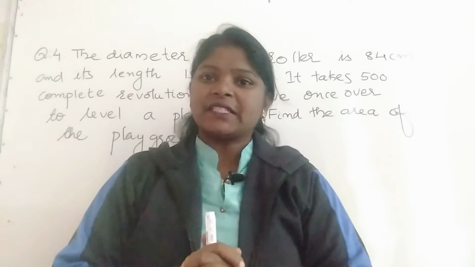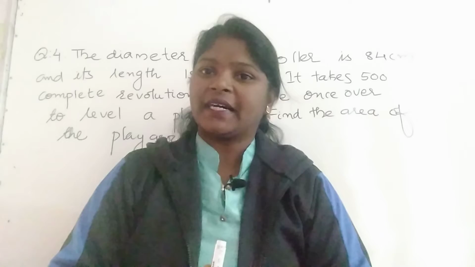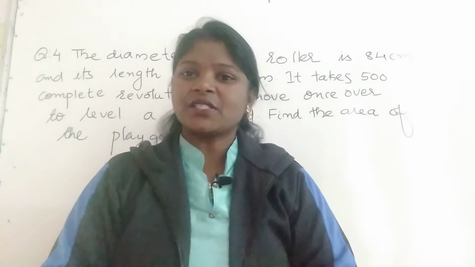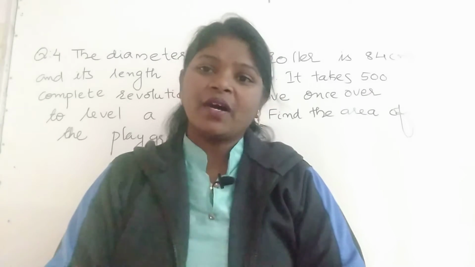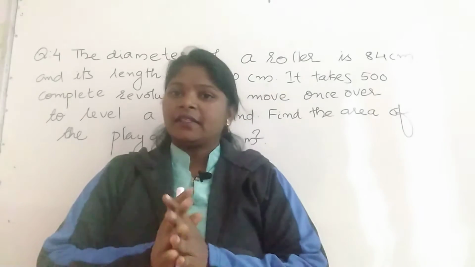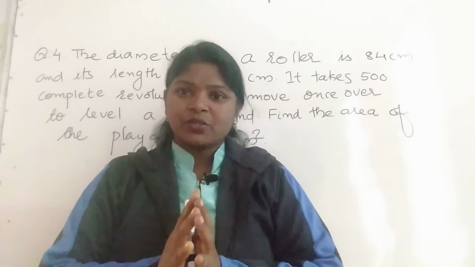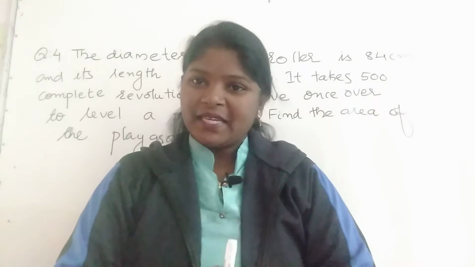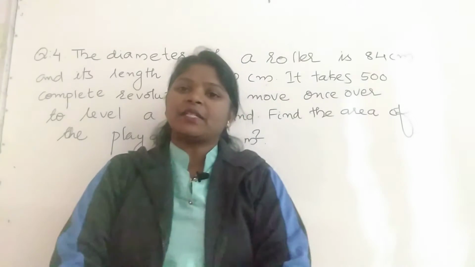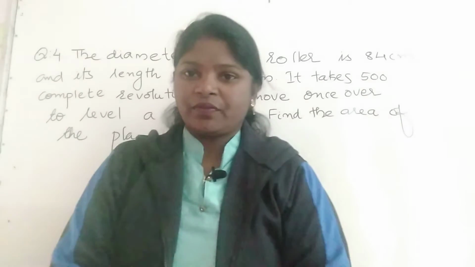What we have studied: the curved surface area of a cylinder is 2 pi rh, and the total surface area is 2 pi r into (r plus h). And the total surface area of a cuboid is 2 into (LB plus BH plus HL), which we have discussed in 13.1. And here, what should we do?